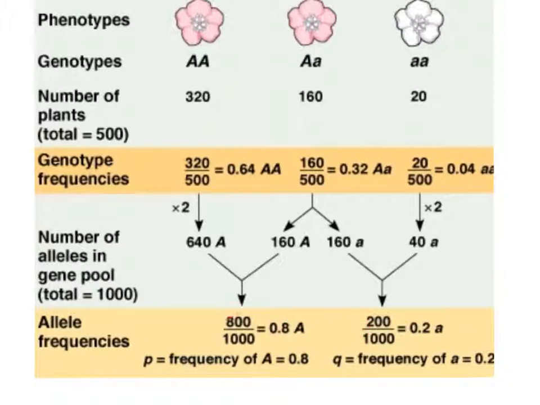We add up our 800 and our 200, so our total number of alleles or letters for 500 plants would be 1,000. We take 800 divided by 1,000, and our allele frequency for big A would be 0.8, and this would be our p. We take our 200 divided by 1,000, that would give us 0.2 allele frequency for little a, which would give us our q. And this is how we calculate allele frequencies when asked in a Hardy-Weinberg problem.